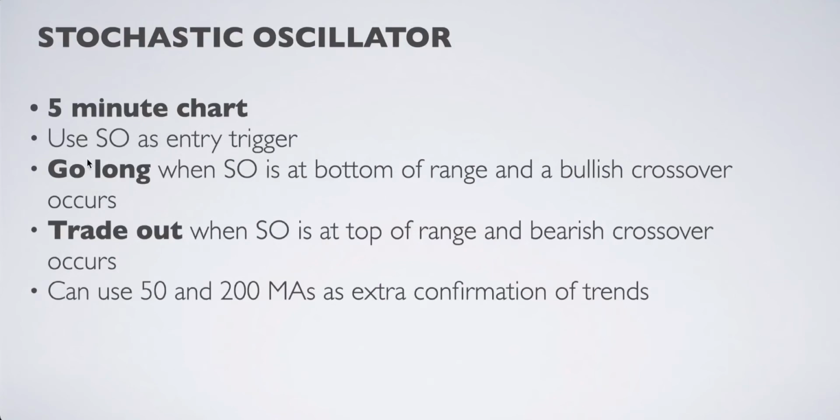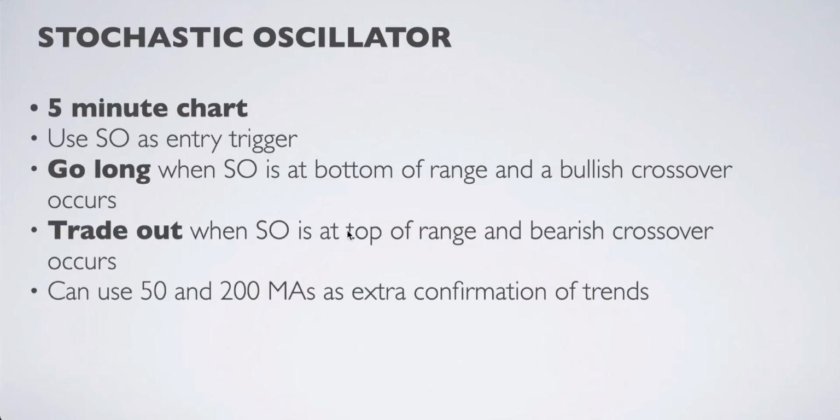What you can do is go long when the SO is at the bottom of its range and a bullish crossover occurs. That is taking a lot of the guesswork out of our trading for us just by using this indicator. When do we trade out? When the stochastic oscillator is at the top of the range and a bearish crossover occurs.